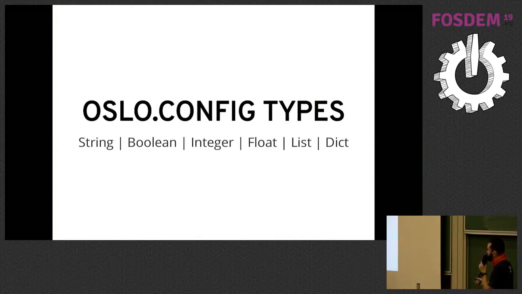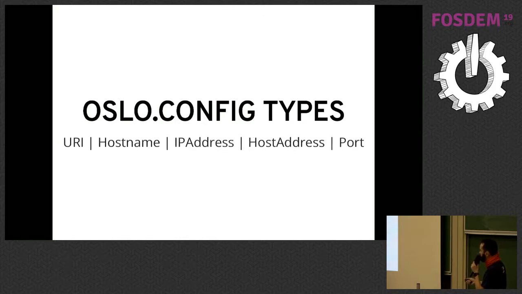In oslo.config, we have the basic types: strings, booleans, integers, floats, lists, and dicts. So we can do the same type checks that argparse does, and this is now extensible to the configuration files as well. ConfigParser only gives me a dictionary. It doesn't do any validation on the types. Also, very common in OpenStack are the networking types, so we also have validations for this kind of data.